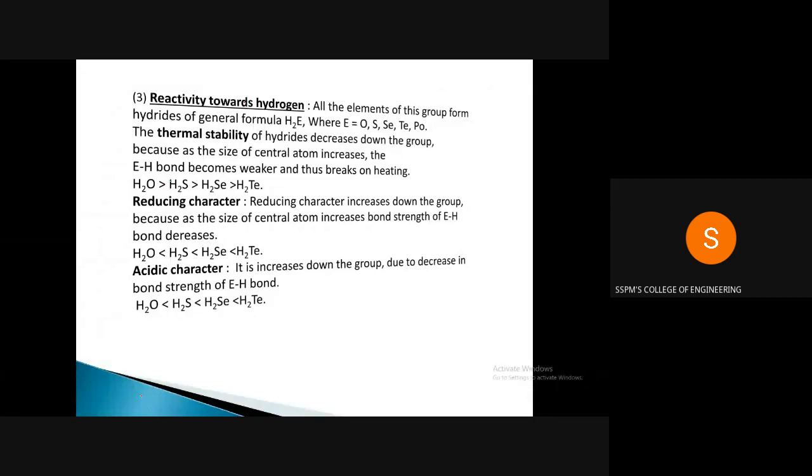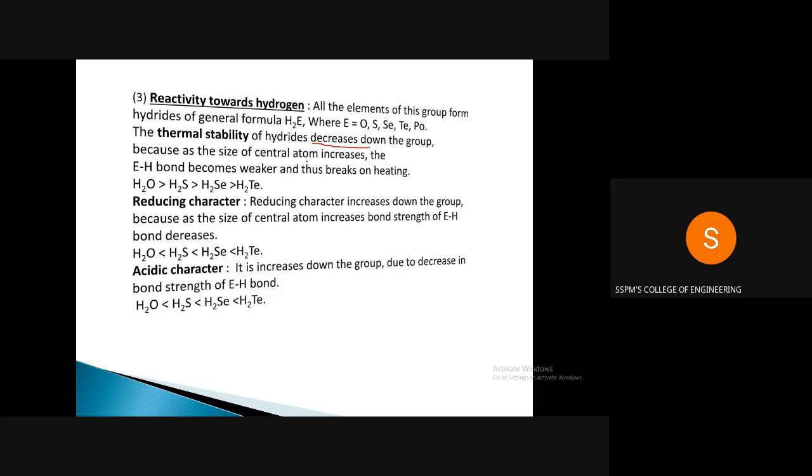Then reactivity towards the hydrogen. All these elements of this group form hydrides of general formula H2E, where E is oxygen, sulfur, selenium, tellurium and polonium. The thermal stability of hydrides decreases down the group, because the size of the central atom increases when we go down the group. So as the size of the atom increases, the reactivity towards hydrogen decreases.